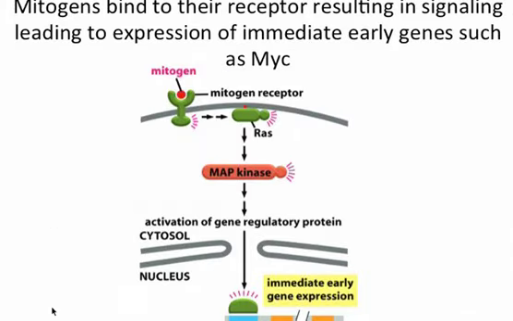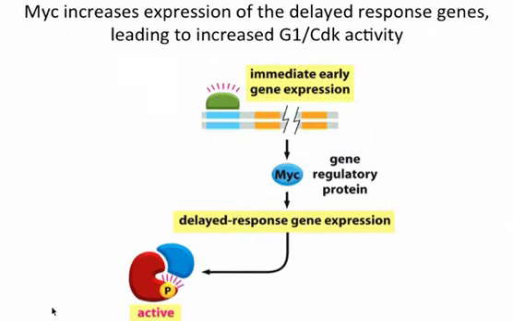So you got mitogen, it binds to the receptor, activates RAS, MAP kinase, magic happens, remember the signaling magic, relaying signal to the nucleus, some gene regulatory protein goes into the nucleus, binds to some promoter, actually a whole bunch of promoters, and activates a whole bunch of genes, one of which is MYC, right? So one of them is MYC, which is a gene regulatory protein, which means transcription factor. It binds to other promoters, activates expression of other genes, and one of which is the G1 cyclin, which binds to the G1 CDK and it activates it.